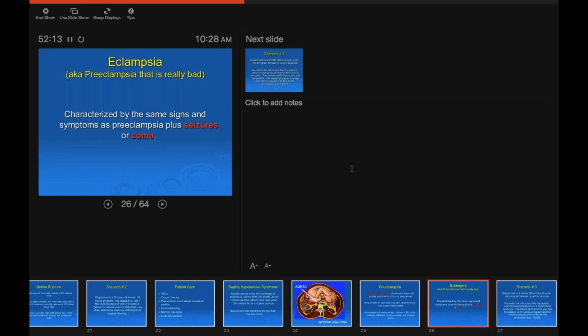But the hypertension is not so much of a concern as the seizure and coma, right? So we want to make sure we're treating for this. If you have an eclamptic patient, you want paramedics on board right away, because this is when they're going to give magnesium sulfate. It's usually 4 grams.